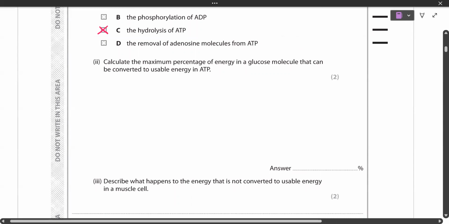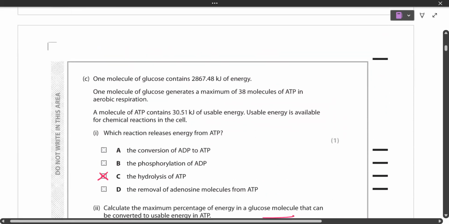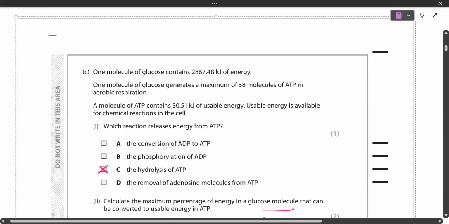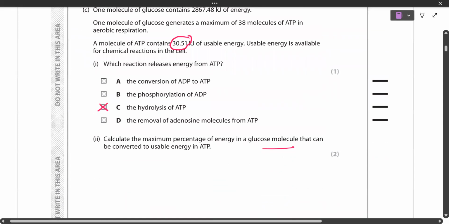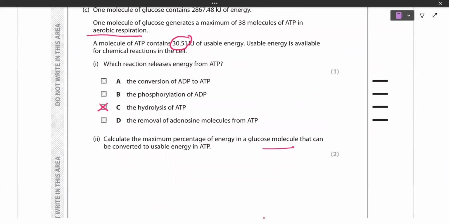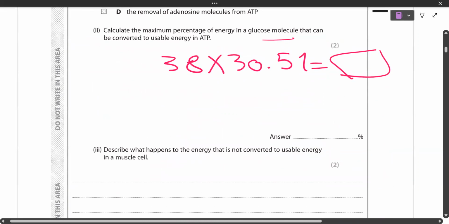In this question, calculate the maximum percentage of energy in a glucose molecule that can be converted to usable energy in ATP. Now, he said a molecule of ATP contains 30.51. And we have 38 molecules released from this type of aerobic respiration. That's why I'm telling you every single word in the question has a specific value. So 38 ATP released times 30.51, whatever the number that we will calculate, we will divide it by the total amount of energy released from the glucose molecule times 100.